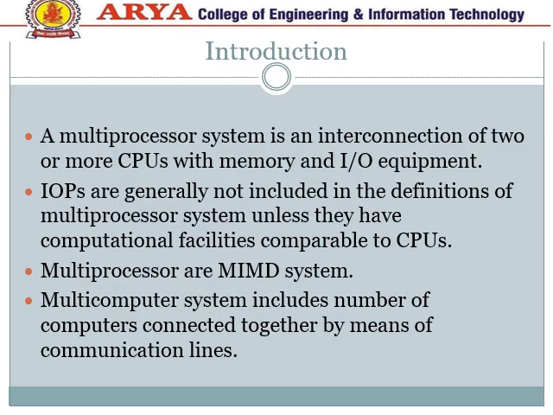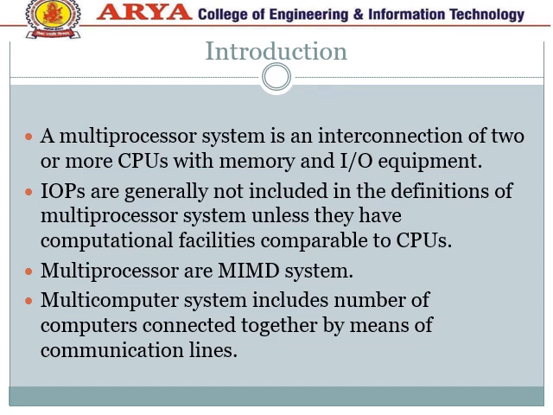Introduction. One, a multiprocessor system is an interconnection of two or more CPUs with memory and input-output equipment. Two, IOPs, meaning input-output processors, are generally not included in the definition of a multiprocessor system unless they have computational facilities comparable to a CPU. Three, multiprocessors are MIMD systems. MIMD means multiple instruction, multiple data stream.